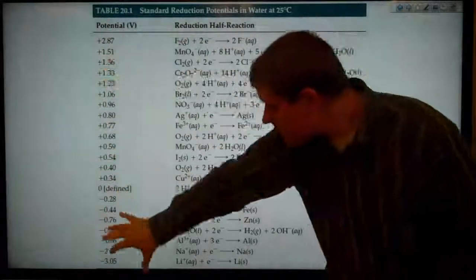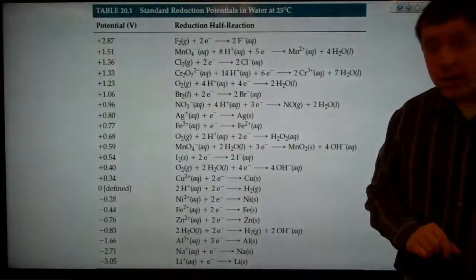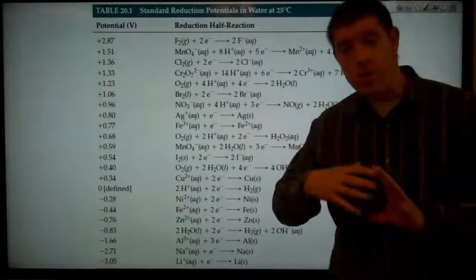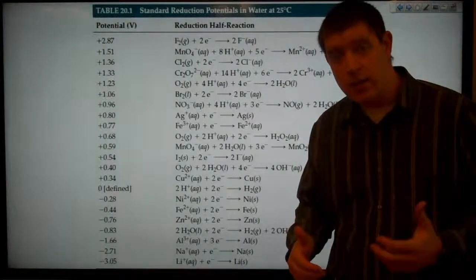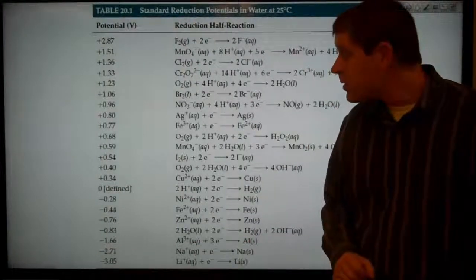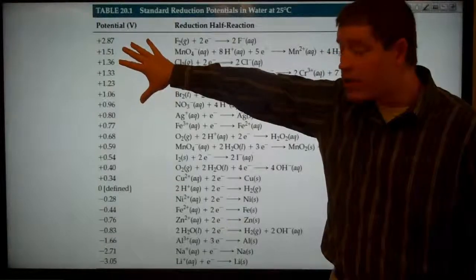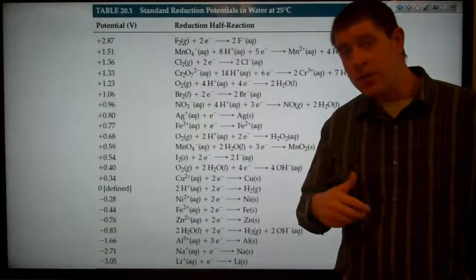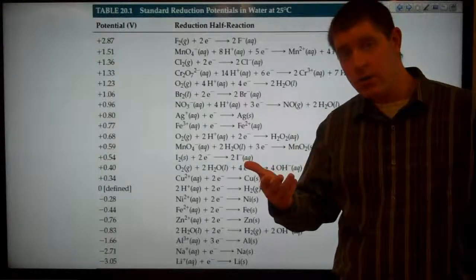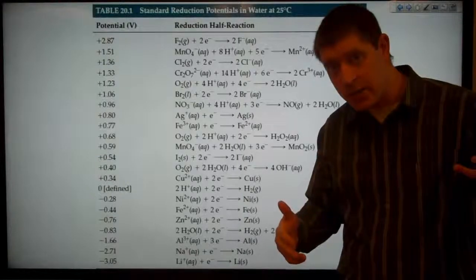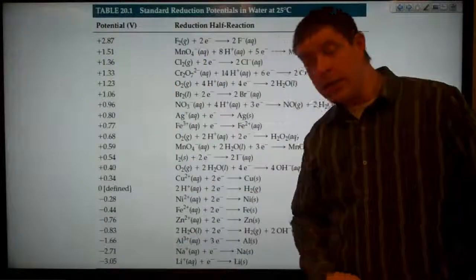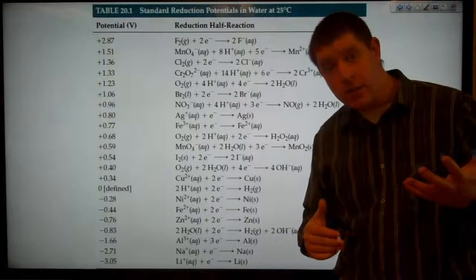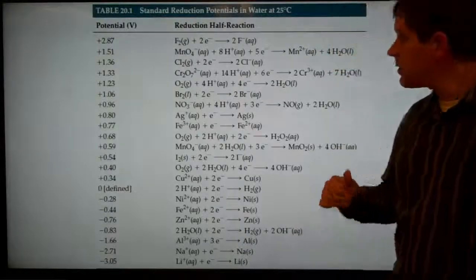And so, based on the standard reduction potentials that we have there, we now have a way of relating how strong of a reducing agent or an oxidizing agent some compound is. The higher on the table, the higher the value is, the stronger that species is, or the more likely that species is to become reduced, which means it's a stronger oxidizing agent. The lower on the list it is, the less likely it is that that species is reduced, the more likely it is to be oxidized, which means the stronger of a reducing agent it is.